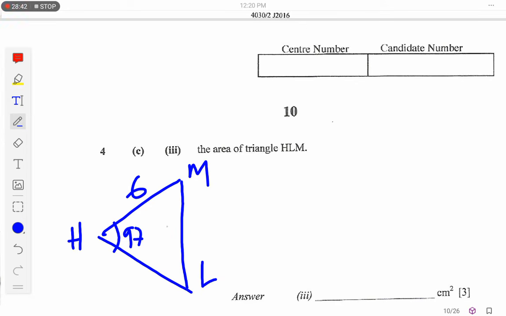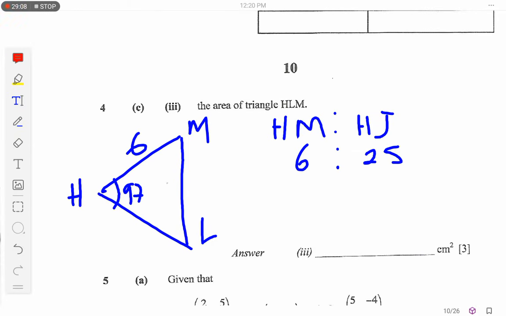So what we do when we have such a question, we can use ratios. For the side which is HM, it was also equal to HJ. So this was proportional to 6:25. So the ratio for our area is going to be 6 over 25 times the area that we calculated, which was 248.1.